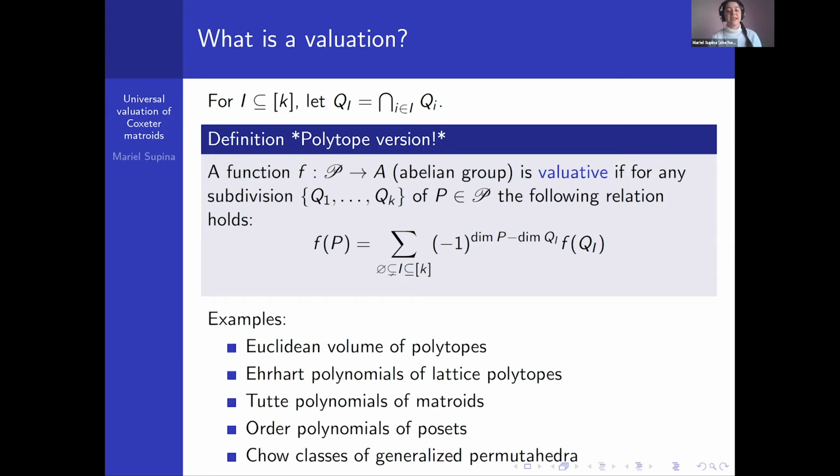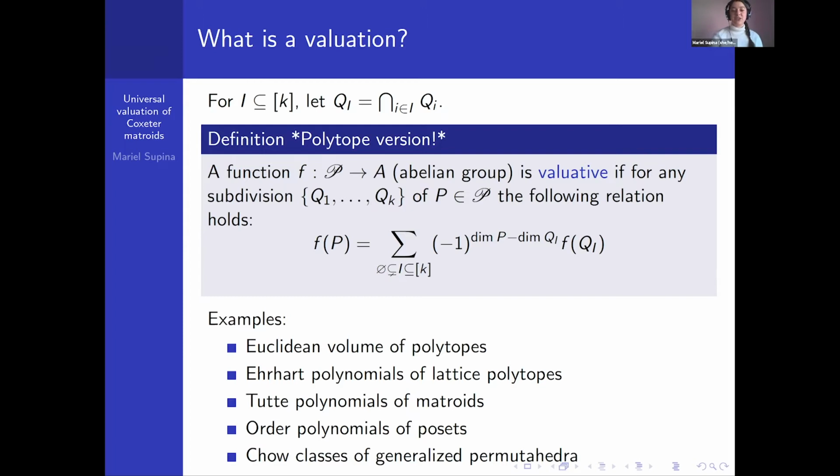But it turns out that Ehrhart polynomials of lattice polytopes, Tutte polynomials of matroids, order polynomials of posets, and Chow classes of generalized permutahedra, and many, many other things also have this nice property. And so this is the motivation behind studying valuations, and in particular, trying to find a universal one that I can get other valuations from. I think this definition of valuation gives some geometric intuition for why people might want to study it.